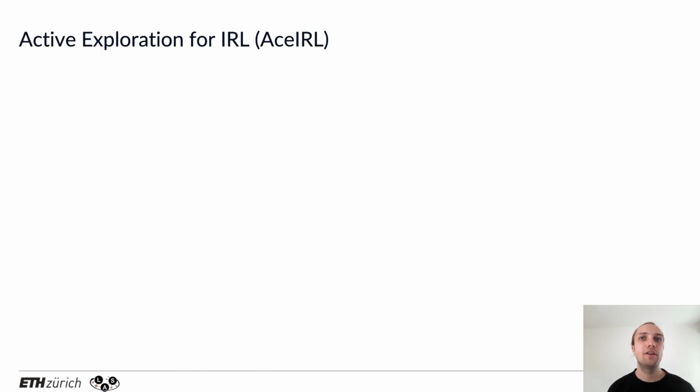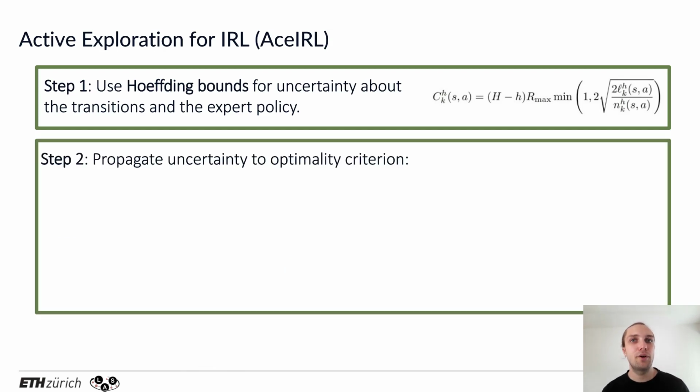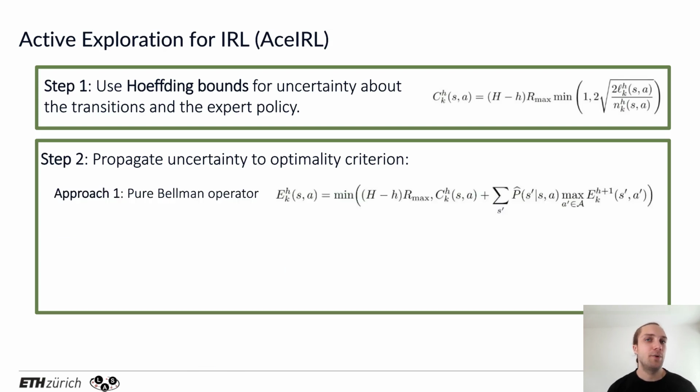Okay, now I want to give you a high-level overview of our algorithm, but the paper, of course, has a more detailed explanation. The basic approach consists of three steps. First, we quantify uncertainty about the dynamics and the expert policy. For both of these, we use Hoeffding-based bounds. And in the paper, we show that these can give us an upper bound also on the reward function that we infer. But we don't really care about the reward, we care about which policies are induced, as I said before. So in the second step, we propagate the uncertainty from the reward to the policy uncertainty, where we have two methods.